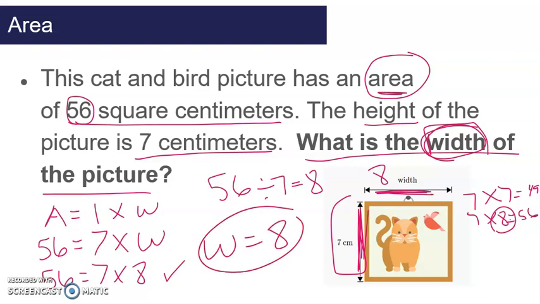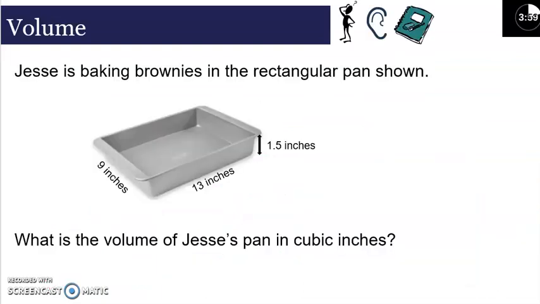Okay, let's look at our last problem for today. So it says Jessie is baking brownies in the rectangular pan shown. What is the volume of Jessie's pan in cubic inches? So again, we're going to look for some keywords. We see the word volume. We see the words cubic inches. Okay, and also I see a 3D shape, so I know that I'm probably going to go ahead and multiply.